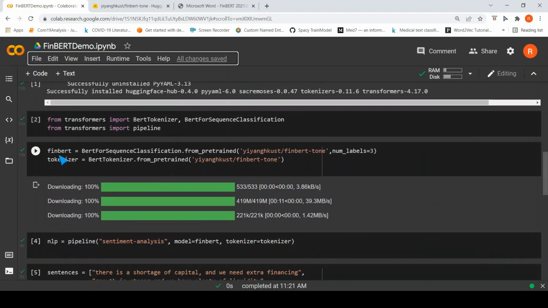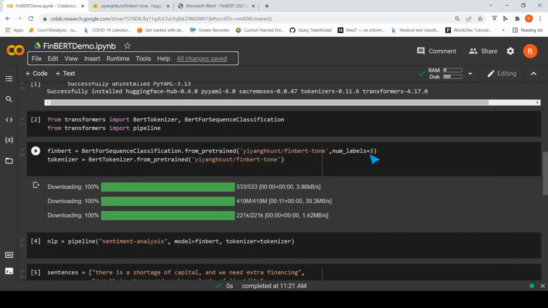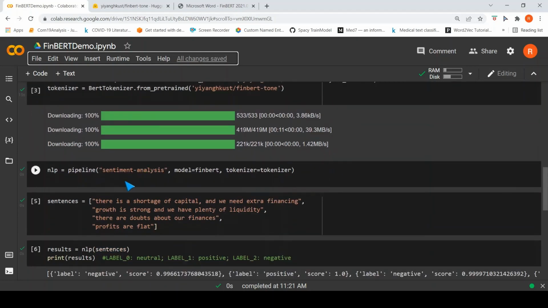Then we create the FinBERT model, which is basically BertForSequenceClassification from pretrained. We import this particular FinBERT model and its tokenizer. We have three labels over here because it tries to classify sentiment as positive, negative and neutral. Then we create a pipeline over here for sentiment analysis. We pass the FinBERT model and tokenizer as well.